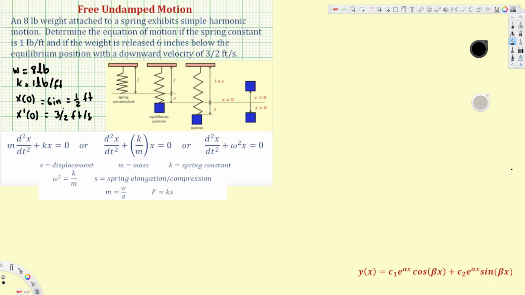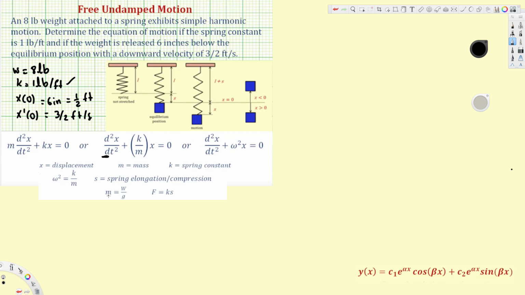Now we have this information, but in order to find the equation of the motion we have to write this in terms of a second order differential equation. Now we can choose any of these three equations. All of them are equal. Now let's choose this one. If we choose this one, we have to know the spring constant, and also we have to know the mass. Now the spring constant is provided in the question, that's 1 pound per foot. Now we have to find the mass.